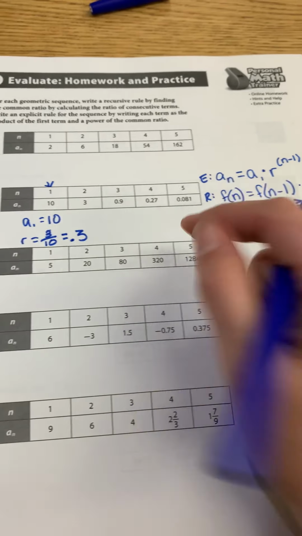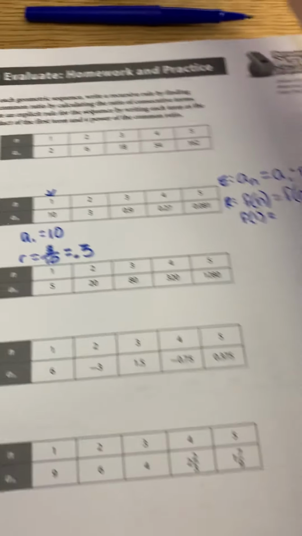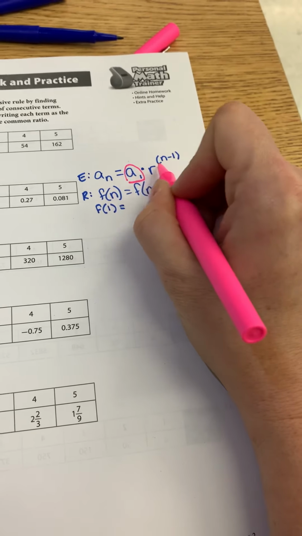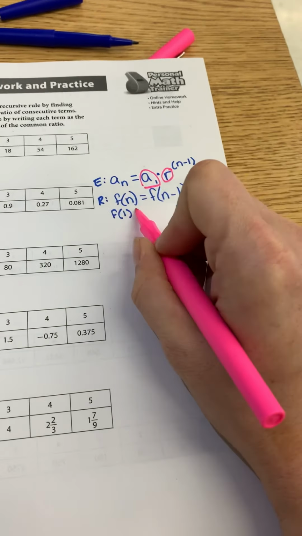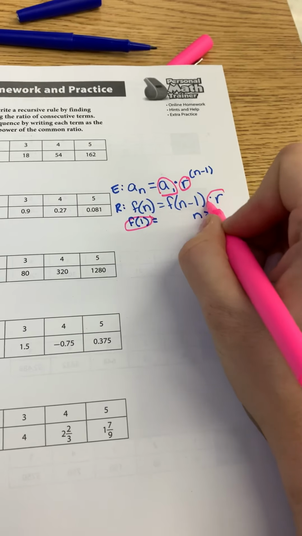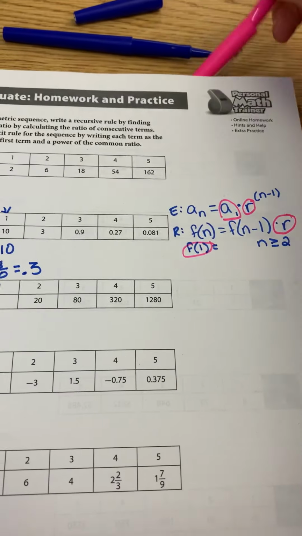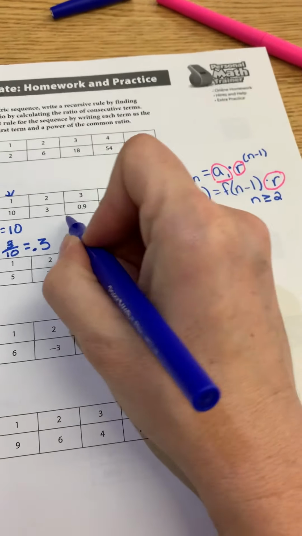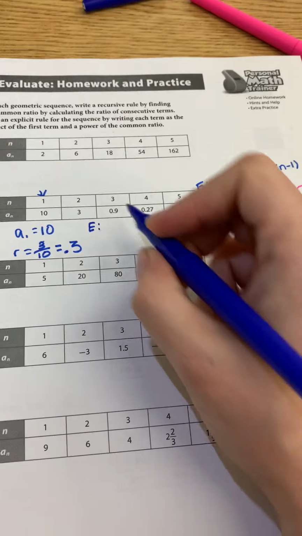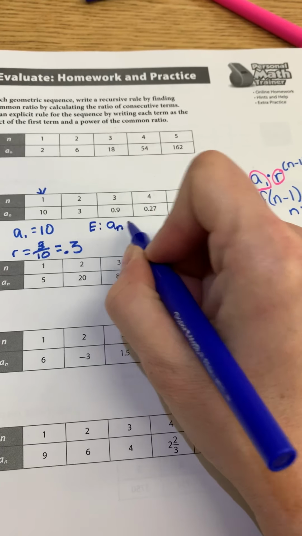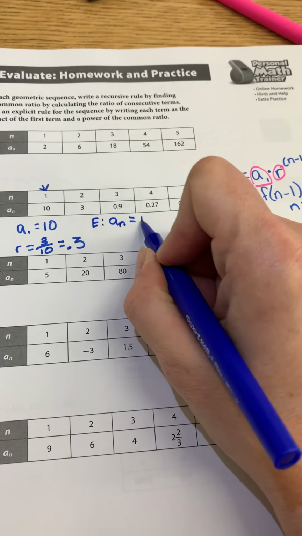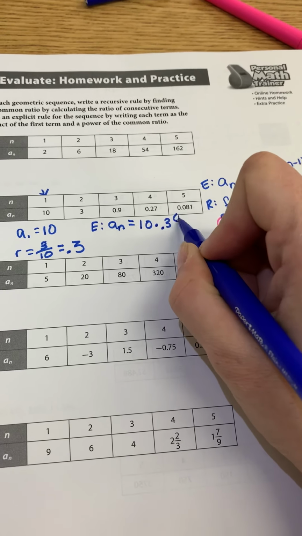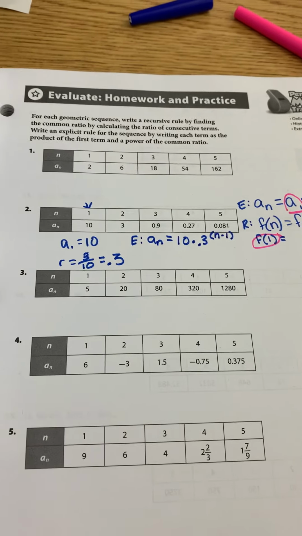Now, explicit is easy. I'll just plug those two numbers in. Remember, you always just plug in the first term and the ratio. Everything else will stay just the way it looks in the general rule. So here's my explicit: a of n equals 10 times 0.3 to the n minus 1.